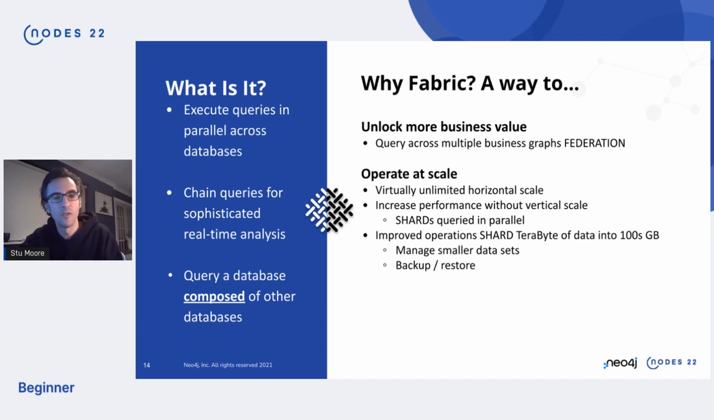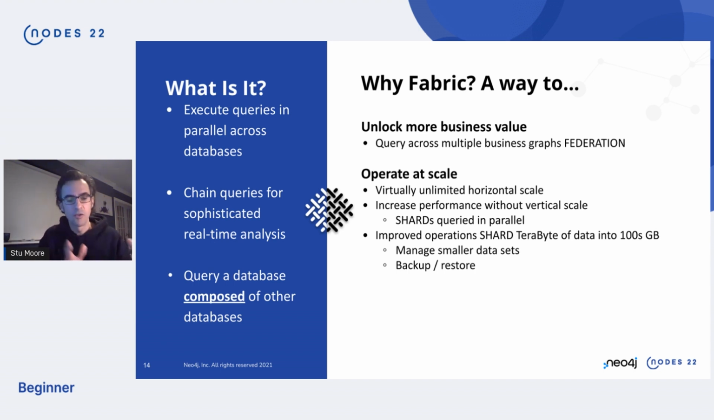So this brings me on to Fabric. Previously in Neo4j 4.4 and prior versions, Fabric stood outside of the cluster. We had individual Fabric proxies. But with Neo4j 5, Fabric is now an integral part of the cluster. And for those of you who may be unfamiliar with Fabric, it's our way of enabling you to execute queries in parallel across many databases. You can chain those queries together to perform some really sophisticated real-time analysis.